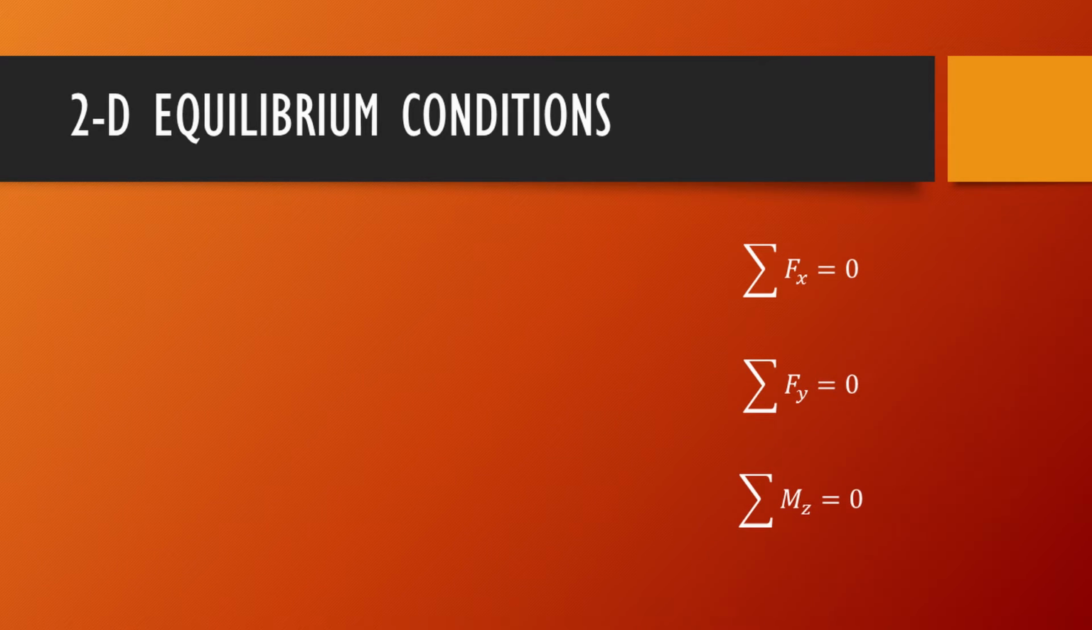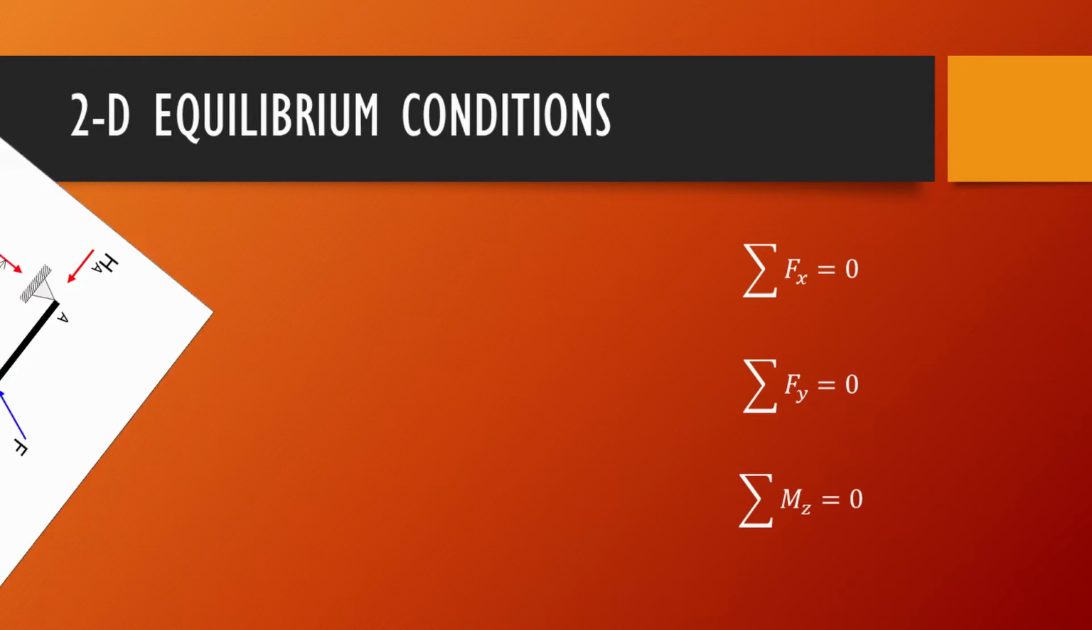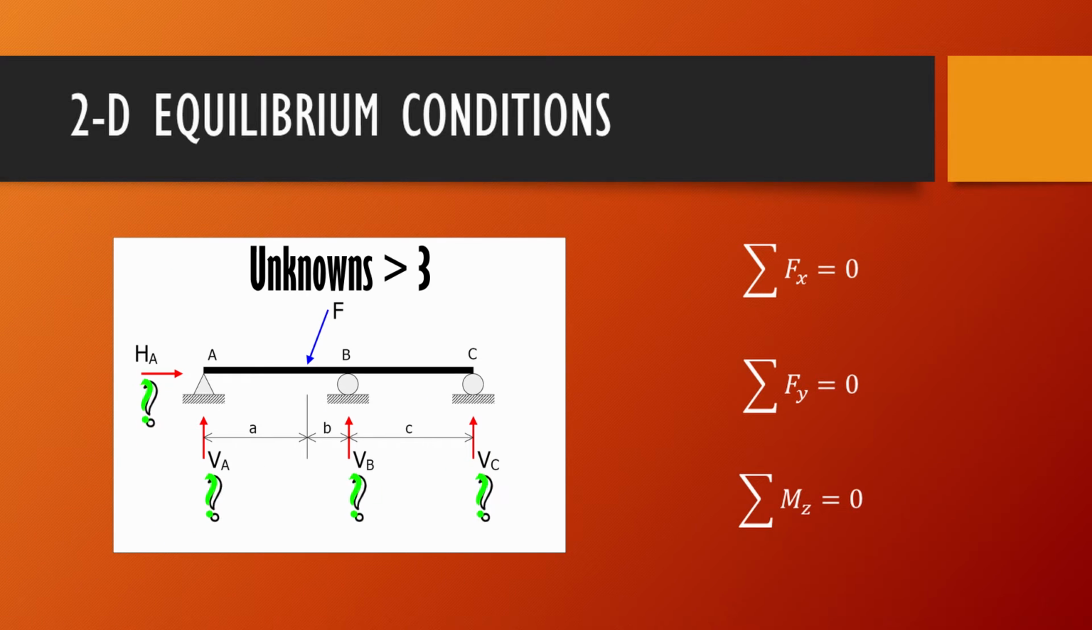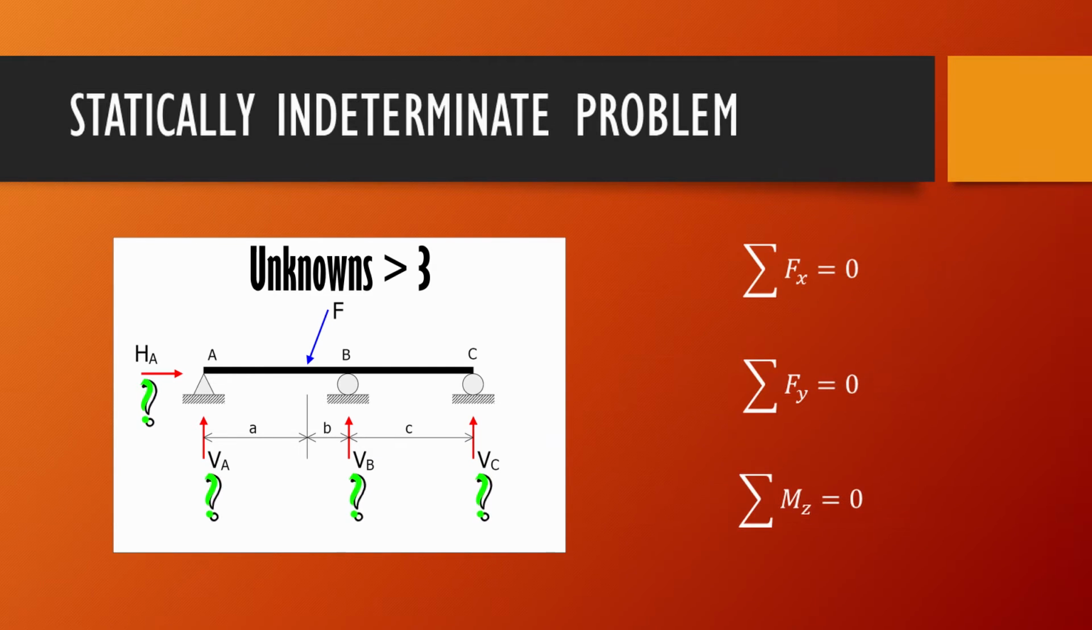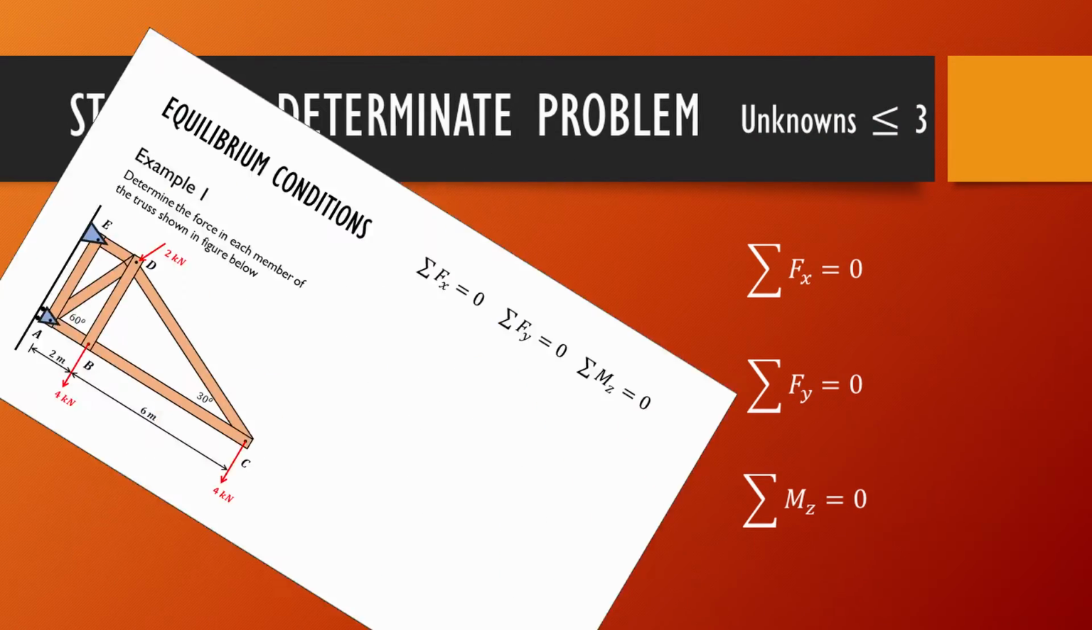Notice there are only 3 equations in two-dimensional equilibrium conditions. Therefore, the maximum number of unknown forces and moments you can solve simultaneously is 3. If there are more than 3 unknowns in one free body diagram, you come across a problem called a statically indeterminate problem. I'll definitely cover it in a future episode. Now, we're only going to see statically determinate problems.